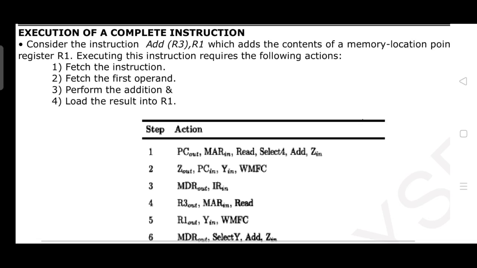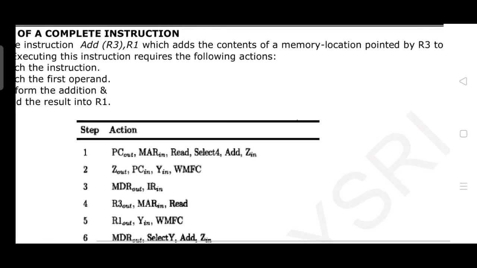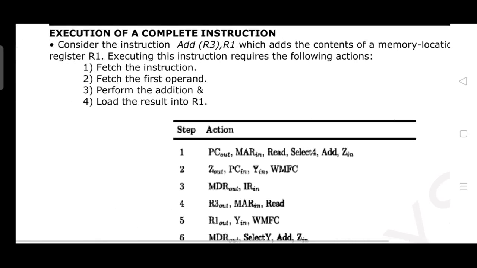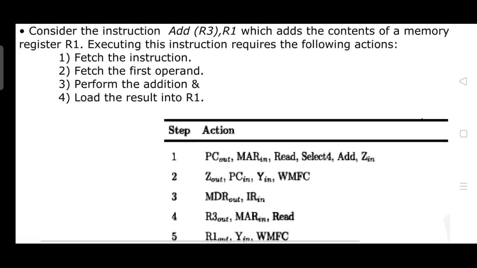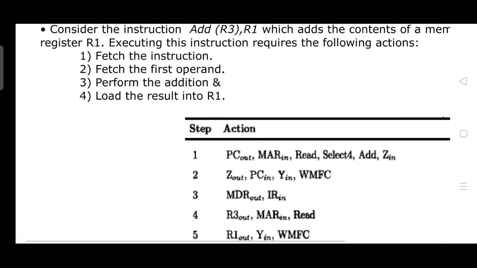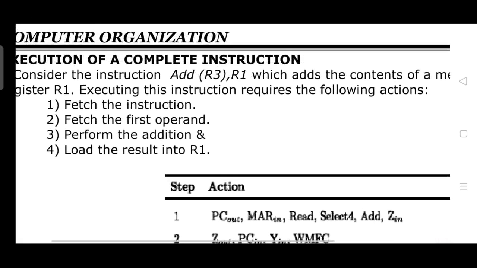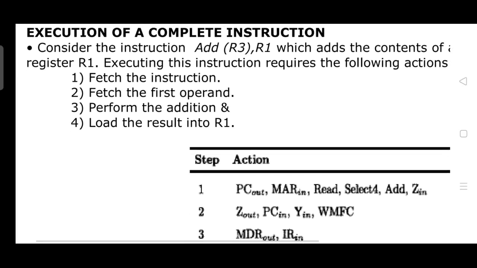So see here, it is written that it adds the contents of the memory location pointed to by R3. That location is identified, the content is accessed, and it will be added onto register R1. So to execute this statement, the compiler needs to follow certain steps. What are the steps it is following? The actions are written as statements, so let us consider the micro instructions.